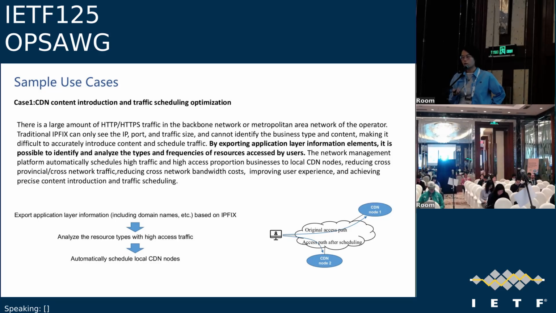If we can get more application layer information, maybe we can identify and analyze the types and the frequencies of the resources accessed by users. Then we can do some scheduling and move high-traffic and high-access-protection business to the local CDN nodes, to reduce cross-network traffic and improve user experience and so on.